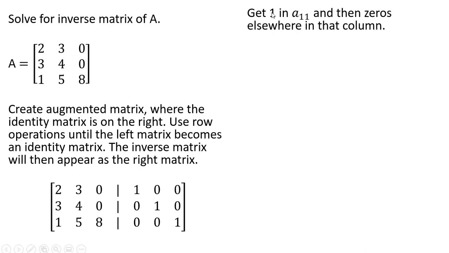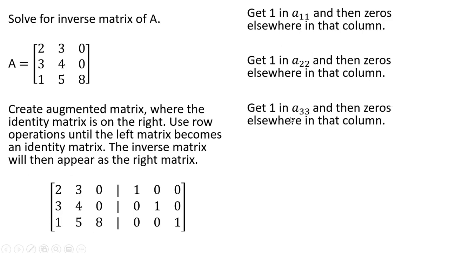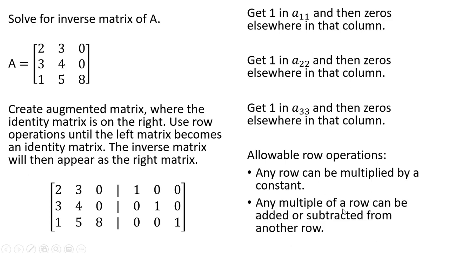So step one is to get a 1 in row 1, column 1, and then zeros everywhere else. Then we want to get a 1 in row 2, column 2, and then zeros everywhere else in that column. And then in row 3, column 3, we want to get a 1 down here, and then zeros everywhere else in that column. The allowable row operations: any row can be multiplied by a constant, and any multiple of a row can be added or subtracted from another row. So let's begin.